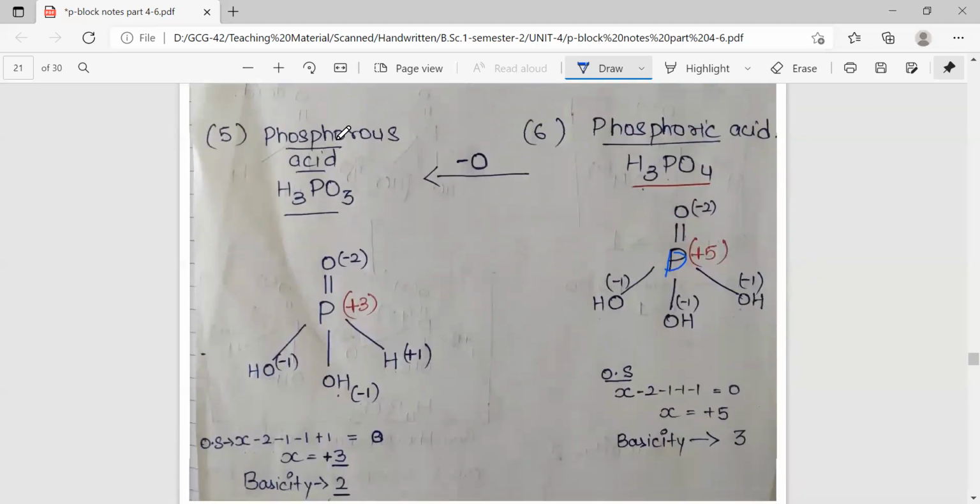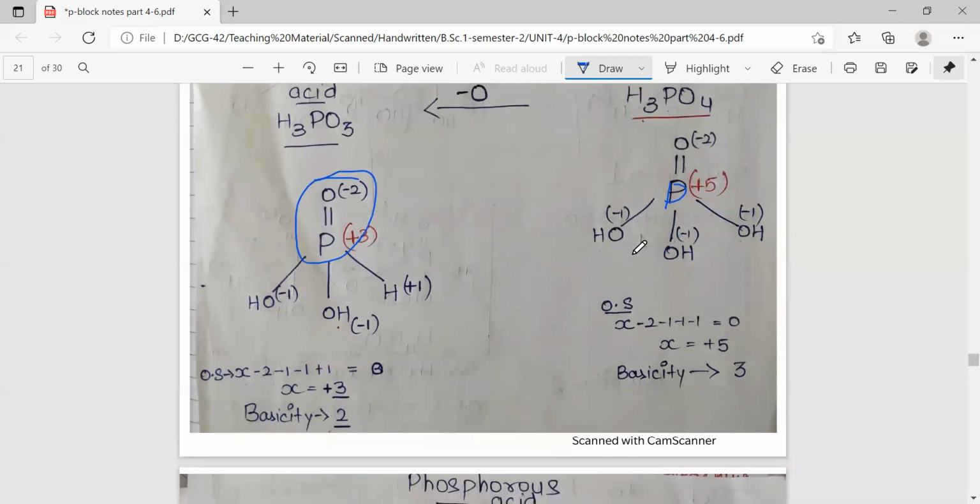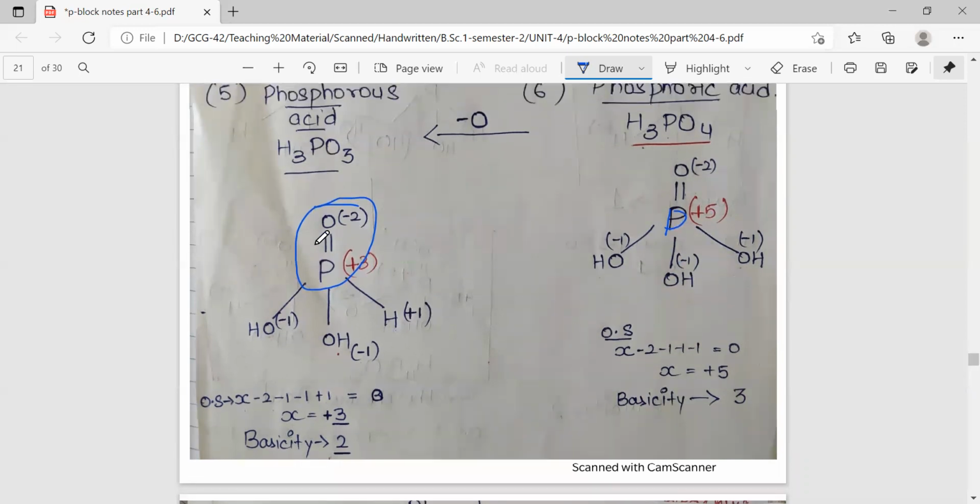So next we have phosphorus acid. Whenever we want to convert phosphoric to phosphorus, we'll remove just one oxygen. So after losing one oxygen, the formula will become H3PO3. This is phosphorus acid. Here, as the P double bond O linkage is mandatory for any oxo acid of phosphorus, one oxygen will go from one of the hydroxides, and hydrogen will directly bind to phosphorus. So this is phosphorus acid.